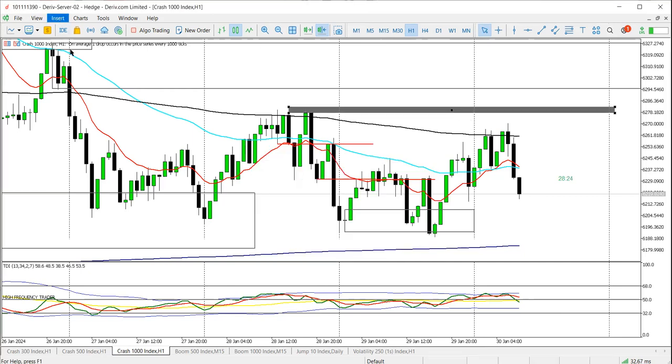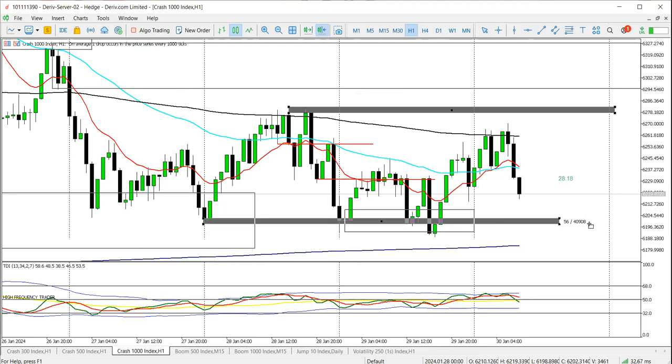Okay, then on the bottom side, same thing. We want to mark the lows of that particular day. Okay, it's looking something like this. So this is our price range for today. That's what we're working with.